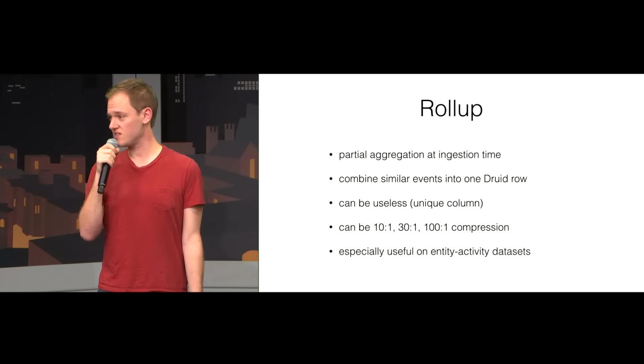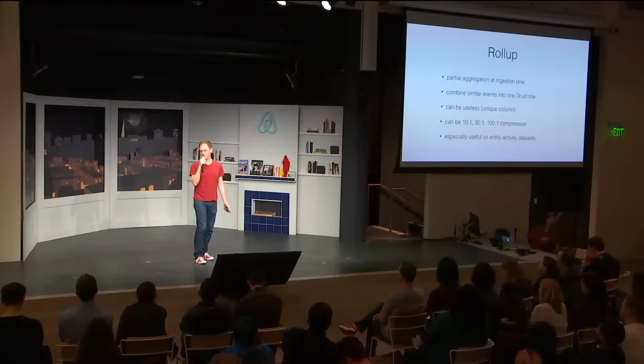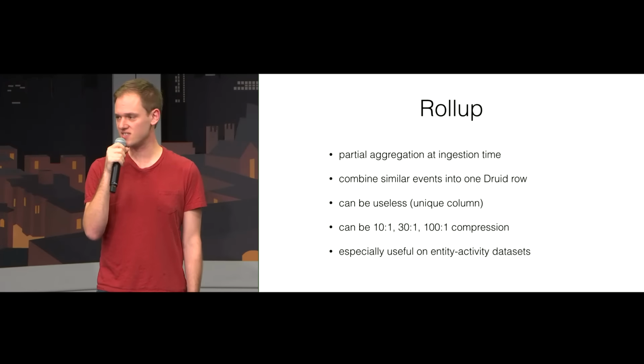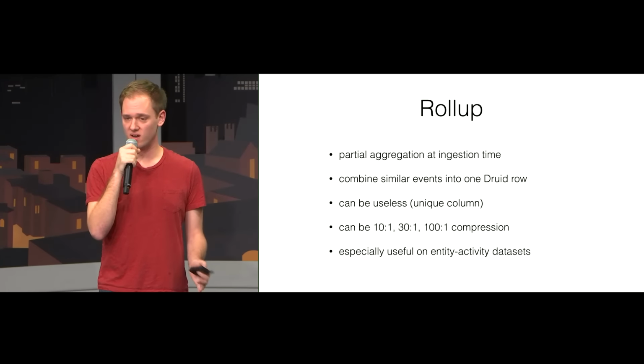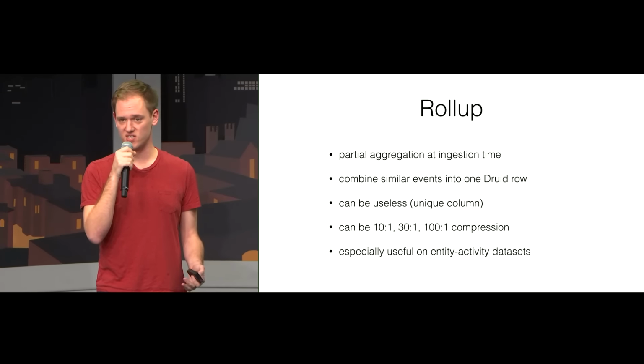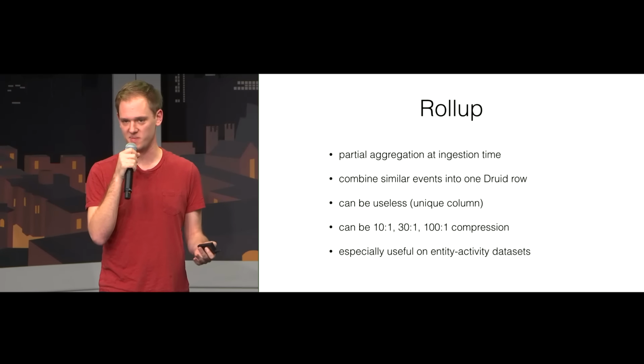It can be useless. If you have a column that's unique, like a UUID column or a primary key column, this doesn't do anything. But on a lot of real-world data sets, especially entity activity data sets like user activity, the compression is pretty good. So 10 to 1, 30 to 1, 100 to 1 are pretty common things to see. This is similar to what a lot of people do with partial aggregation as an ETL job, but the difference with Druid is we do it natively inside the database.